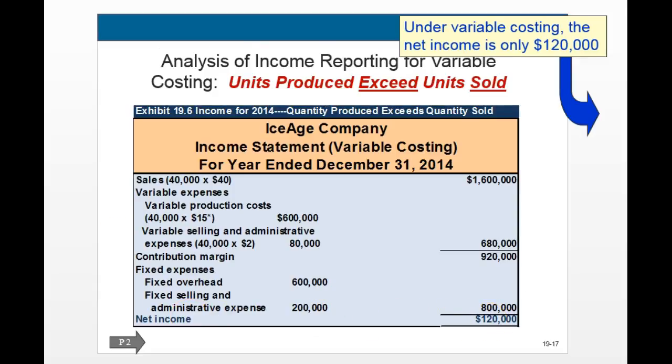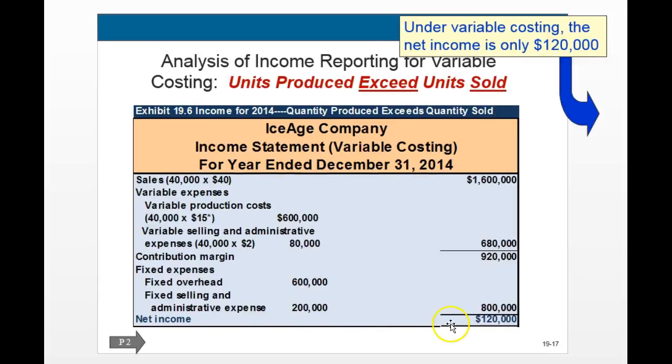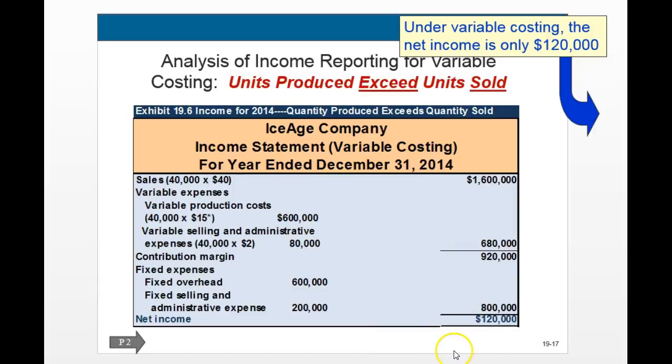Now, obviously, managers like this one much better than they like this one, simply because a lot of times you have commissions that run off of this, or incentives, or bonuses. This is a lower income, but it also shows you the true expenses that are wrapped up in each unit, so you can make decisions about this.